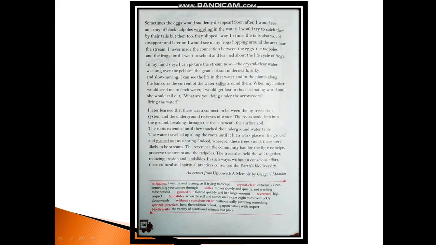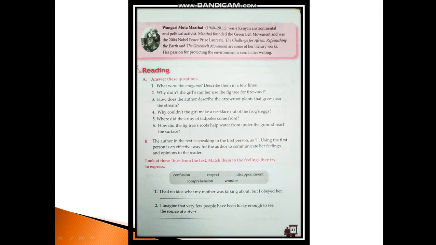Okay, so the first question is, what were the Mugumo? Describe them in a few lines. So the answer would be, Mugumo were the old fig trees found in South Africa. Their bark was the color of elephant skin. They had thick, twisted branches with roots that hung down, anchoring the tree to the ground. The huge leaves of the fig trees cast a great green shady region, a canopy beneath the tree.